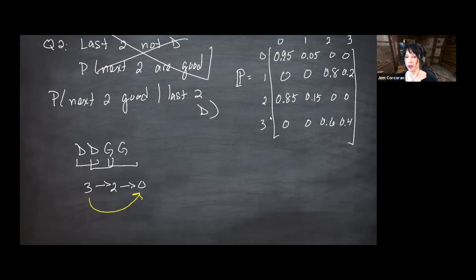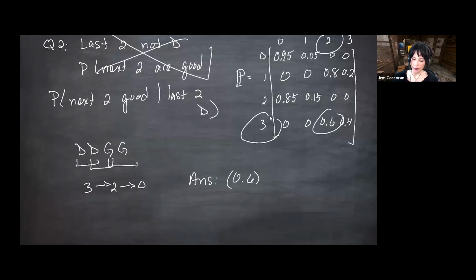So using the p-squared matrix would actually work here if you looked at the 3 to 0 entry of p-squared, but it's only kind of a fluke of this problem because there's only one way to get from 3 to 0 in 2 steps. You just go from 3 to 2 with probability 0.6, and then from 2 to 0 with probability 0.85, which is 0.51.